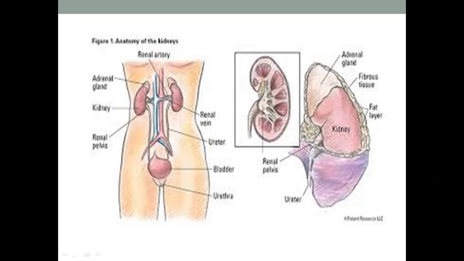You can see here the kidney, the capsule, the perinephric fat, Gerota's fascia, and the paranephric fat, the two fat layers. And here you can see the cortex and the medulla. You can see the two layers of the kidney, followed by the pelvis here.